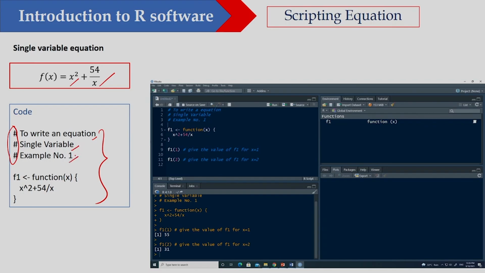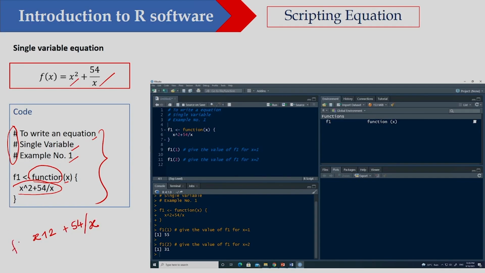In the last class I discussed that if I would like to write a function, I have to use the function keyword. Here I have written f1 equal to function of x. x is the only variable here. Within the brackets I have written x square plus 54 by x. To write the square, I use the cap symbol, so x cap 2, plus 54 by x.